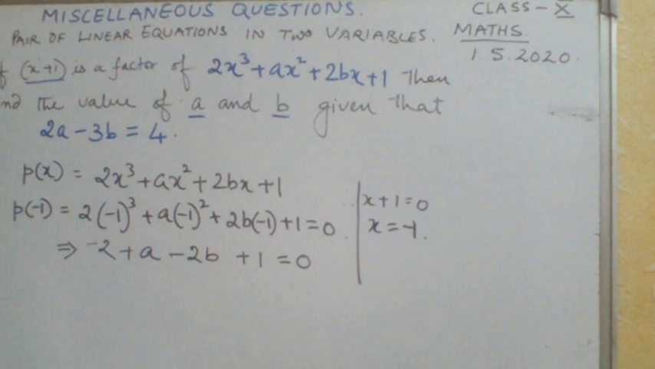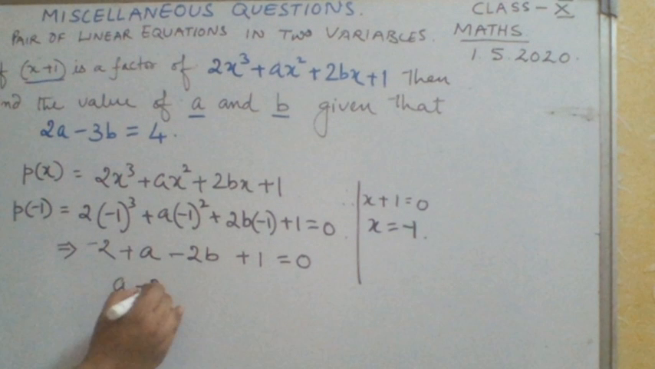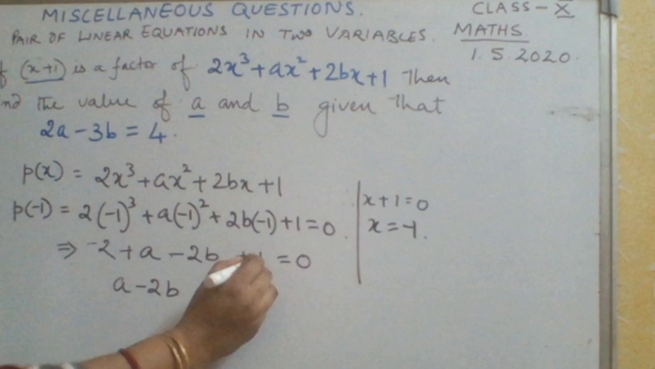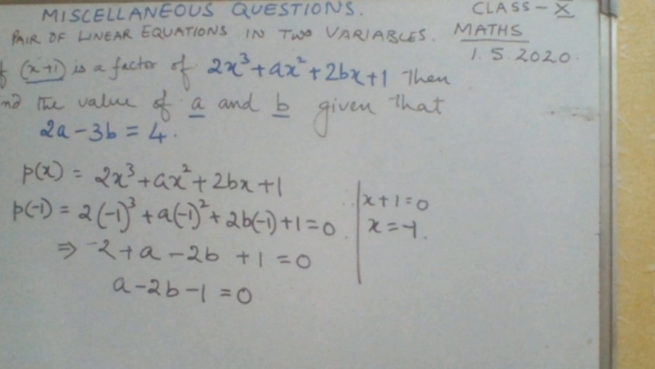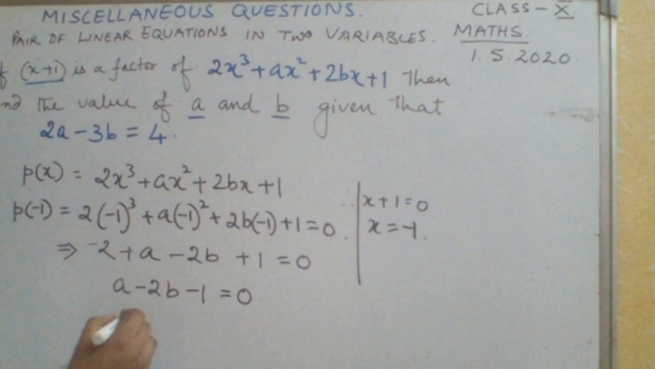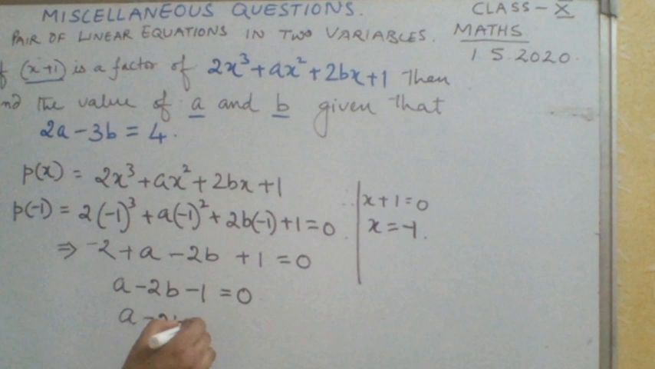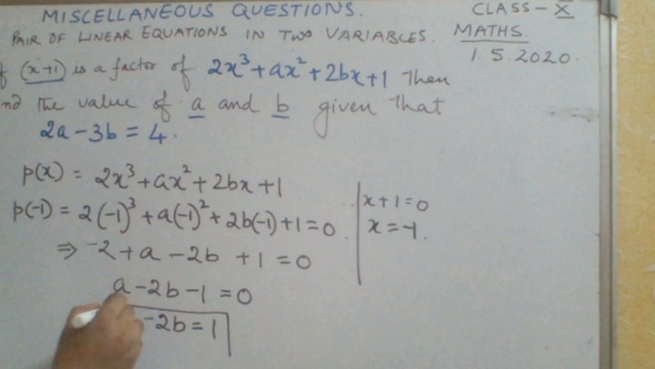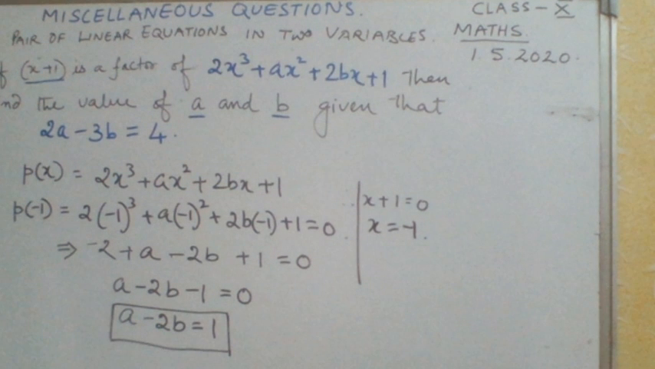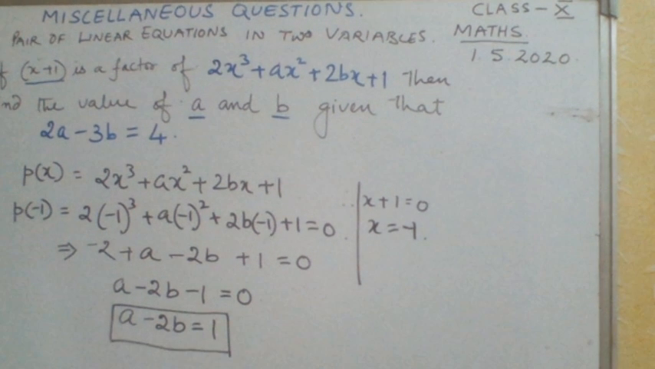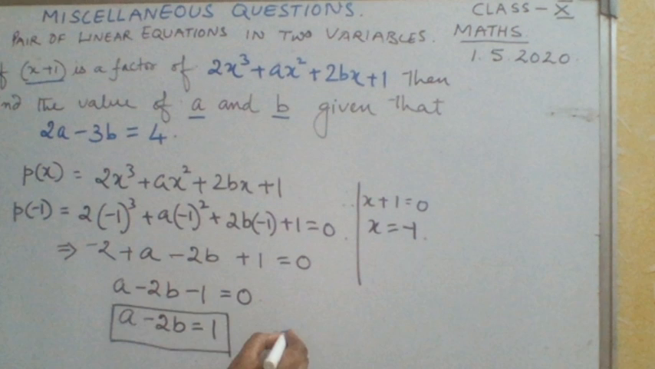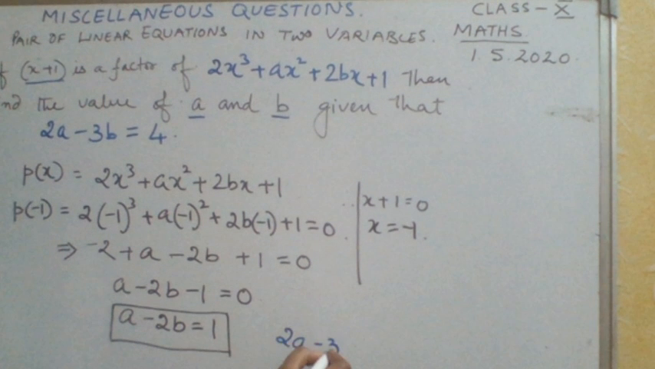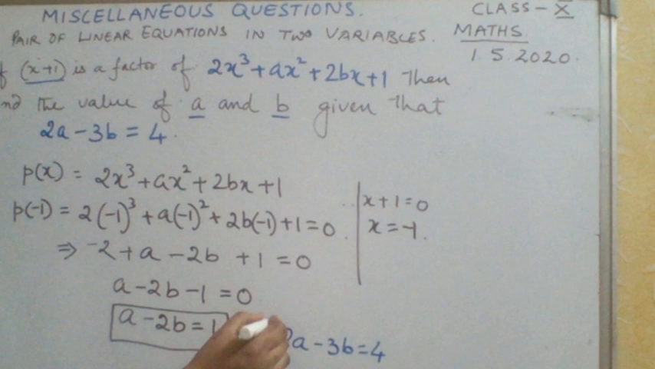So this is a minus 2b, and minus 2 plus 1 is minus 1, equal to 0. Or you can say this as a minus 2b equal to 1. So you have obtained a linear equation in two variables, that is a minus 2b equal to 1. Now one linear equation is given to me, that is 2a minus 3b equal to 4. This is given to me.